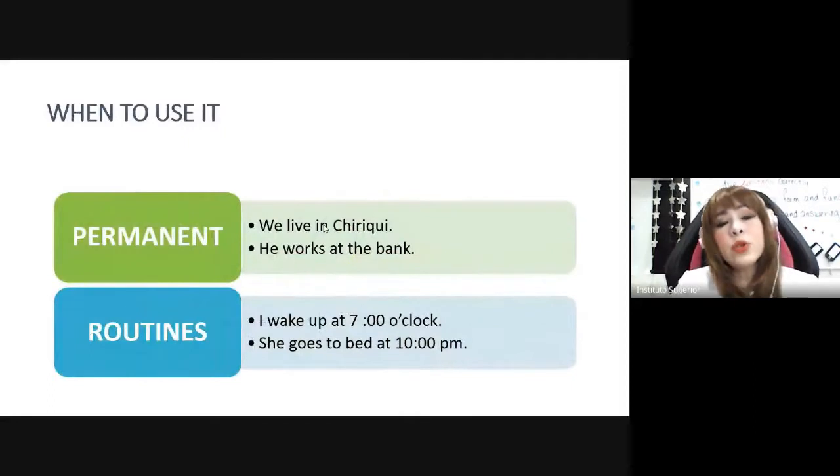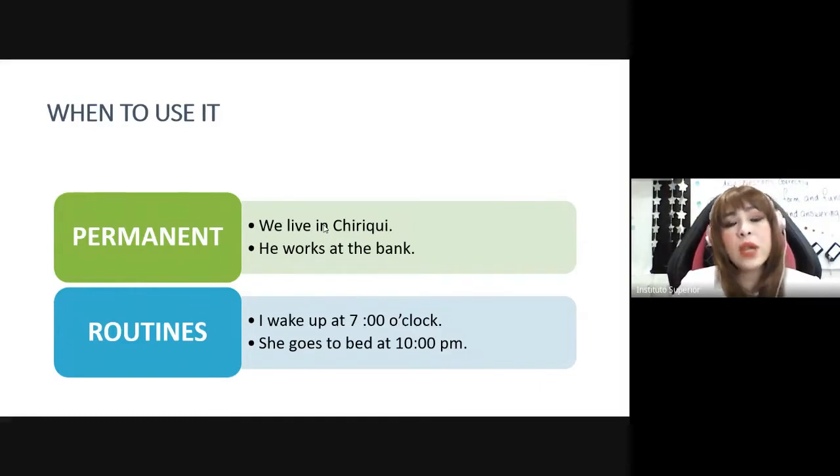Okay, when to use simple present tense? What is the function of the simple present tense? We use simple present tense when we talk about permanent actions. For example, we live in Chiriquí. This is something that is permanent. He works at the bank. So this is his permanent work. So those are permanent actions.